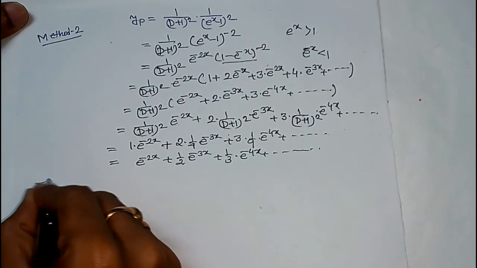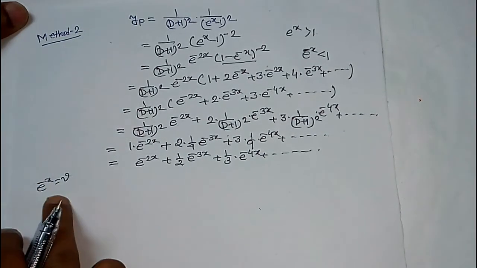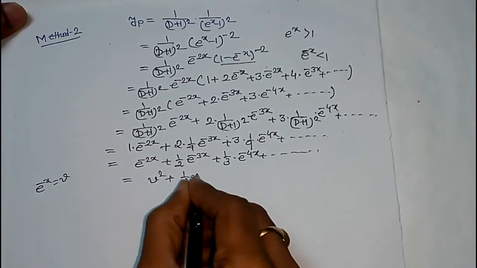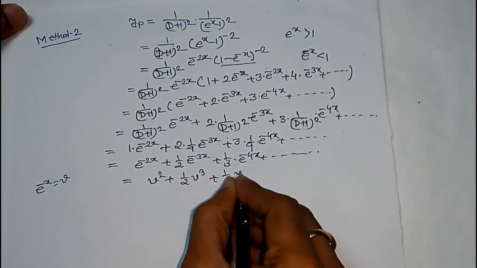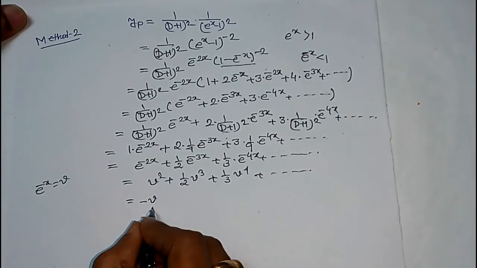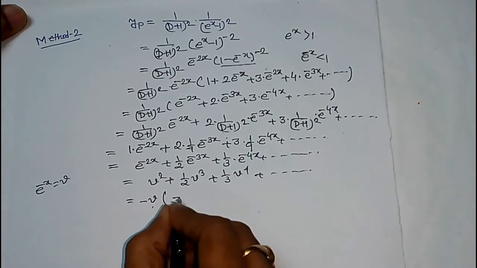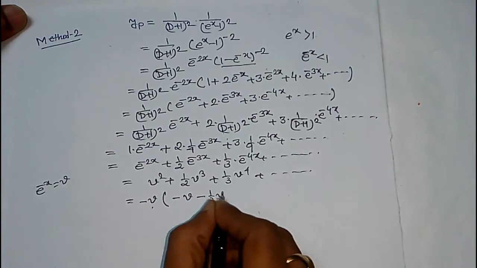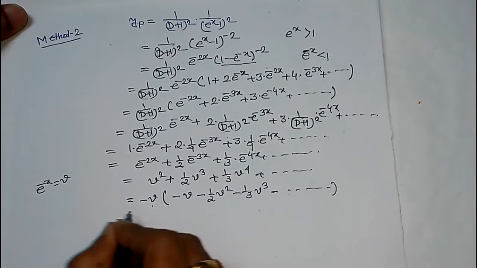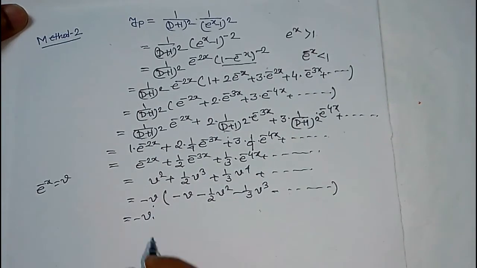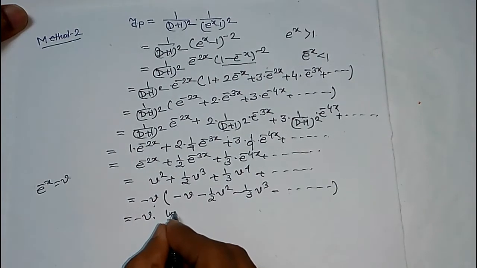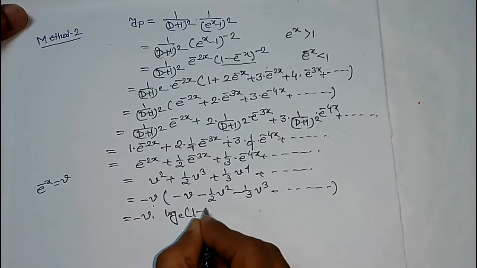Next, we assume that e to the power minus x equals v. So if we assume this, then this series becomes v square plus half into v cube plus 1/3 v to the power 4 up to infinity. Next, we shall take minus v common from this series. So the series becomes minus v into (v minus half v square minus 1/3 v cube up to infinity). Now we know that this is a logarithmic series, and the value of this series is logarithm with base e of (1 minus v).